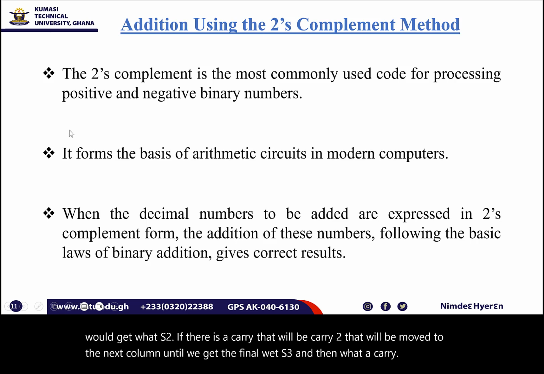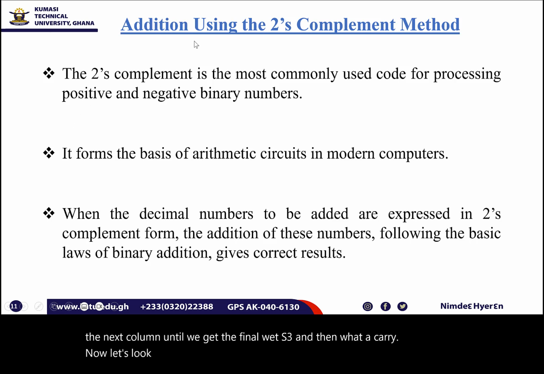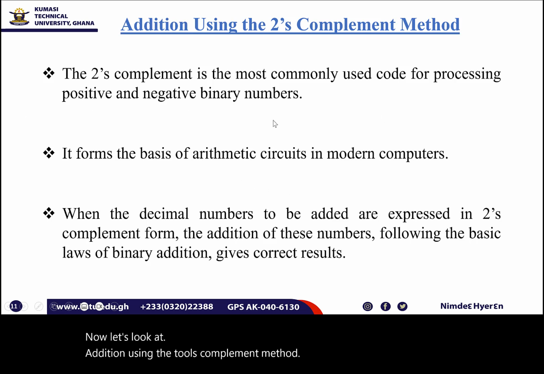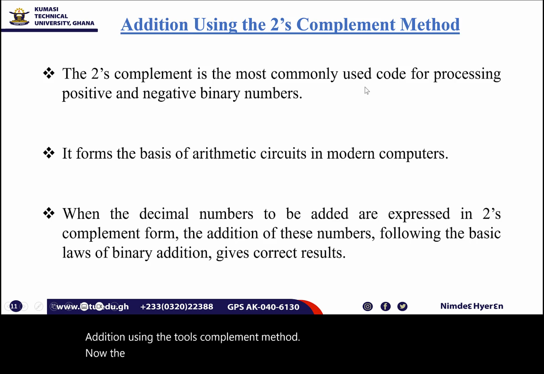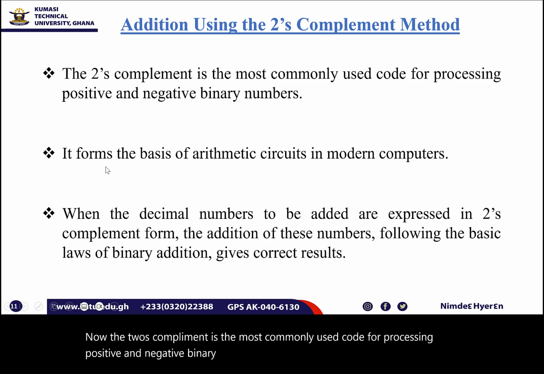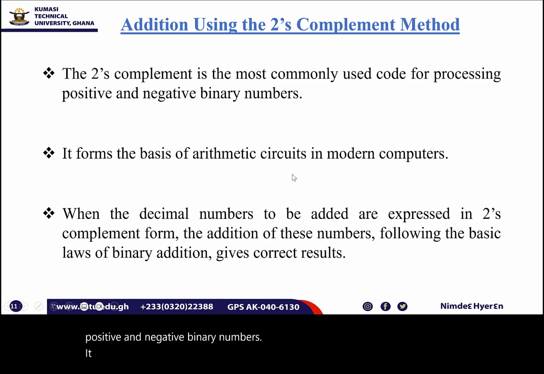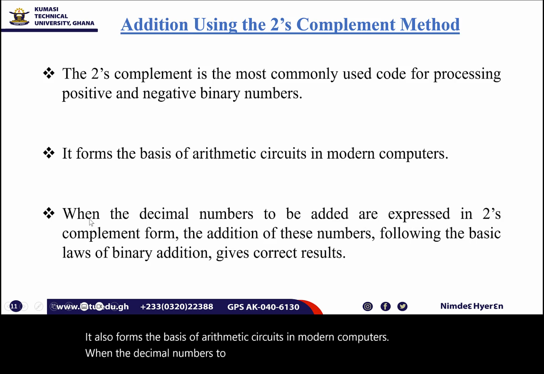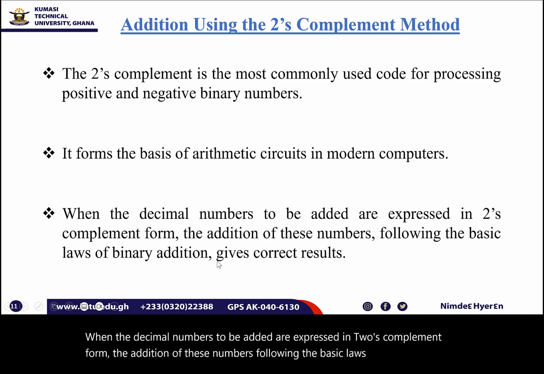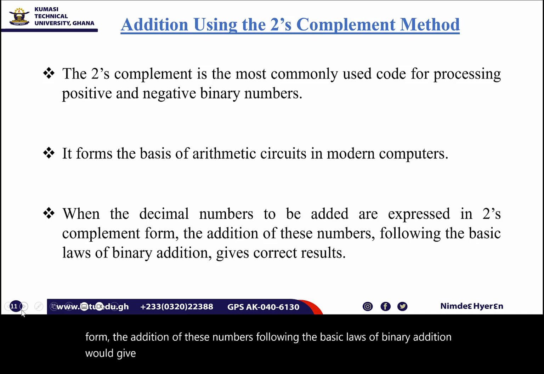Now let's look at addition using the 2's complement method. The 2's complement is the most commonly used code for processing positive and negative binary numbers. It also forms the basis of arithmetic circuits in modern computers. When the decimal numbers to be added are expressed in 2's complement form, the addition of these numbers, following the basic laws of binary addition, would give us correct results.